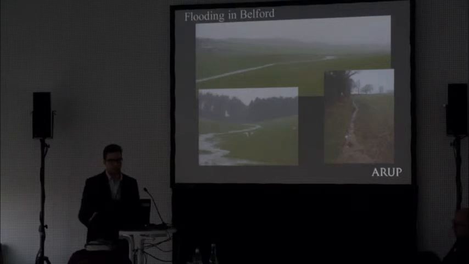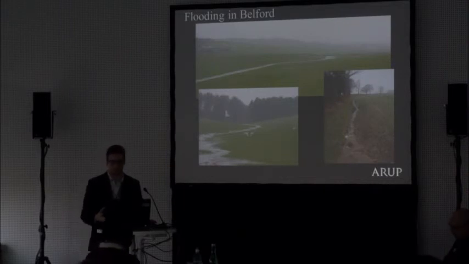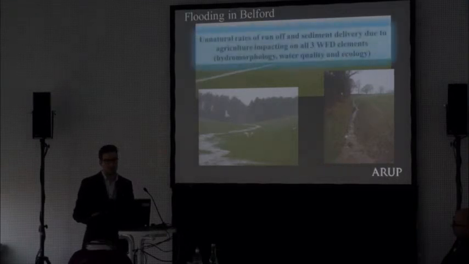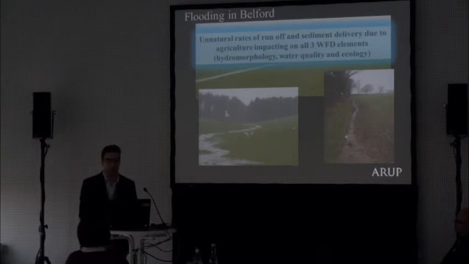We refer to this throughout this presentation as a kind of artificial peak, because without the intensification of agriculture in this catchment, and in a lot of catchments throughout the UK and Europe, there would not be this surcharge, this surplus overland flow. So I'm going to talk you through a few measures that we've installed in order to target this runoff. It's really an attempt to impact those three Water Framework Directive elements: hydromorphology, water quality and ecology. But primarily this was a flooding related issue.